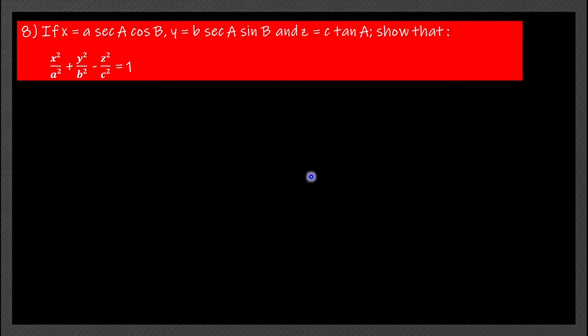Eighth question. If x is equal to a secant a cos b, y is equal to b secant a sin b, and z is equal to c tan a, show that x squared by a square plus y square by b square minus z square divided by c square equals 1. So here what we are supposed to do is that wherever secant and tan are given, let's convert it in the form of sine and cos.